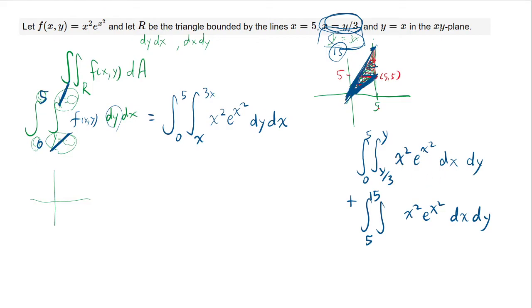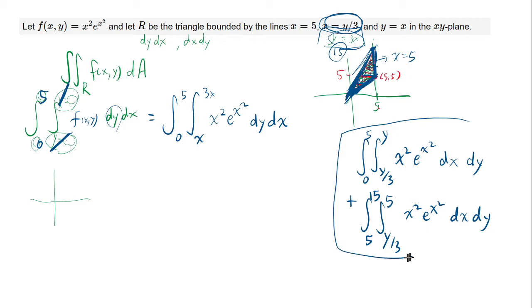Alright, so coming back to 5 to 15, what happens? You start from the same line. It's still y over 3 that you start with. But you end right here on a vertical line. This equation is x equals 5, so you should put 5 here. So that's how you would represent this integral using two integrals rather than one.